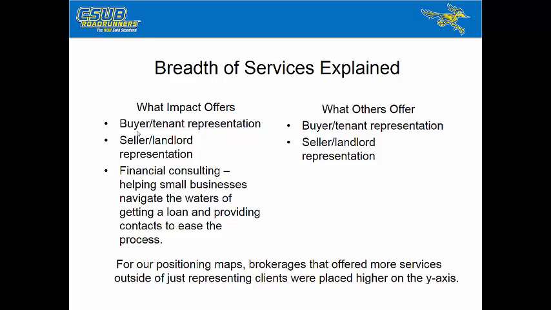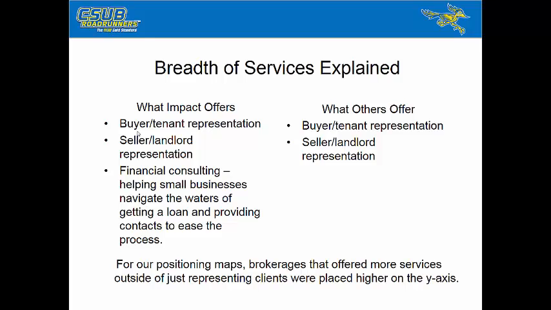It's important when you write up the market positioning map to explain why and what you put in the map. So, breadth of services explained. They had in one column what their company offered, in another column what other companies offered, and then explained at the bottom how they decided to position companies on the y-axis.